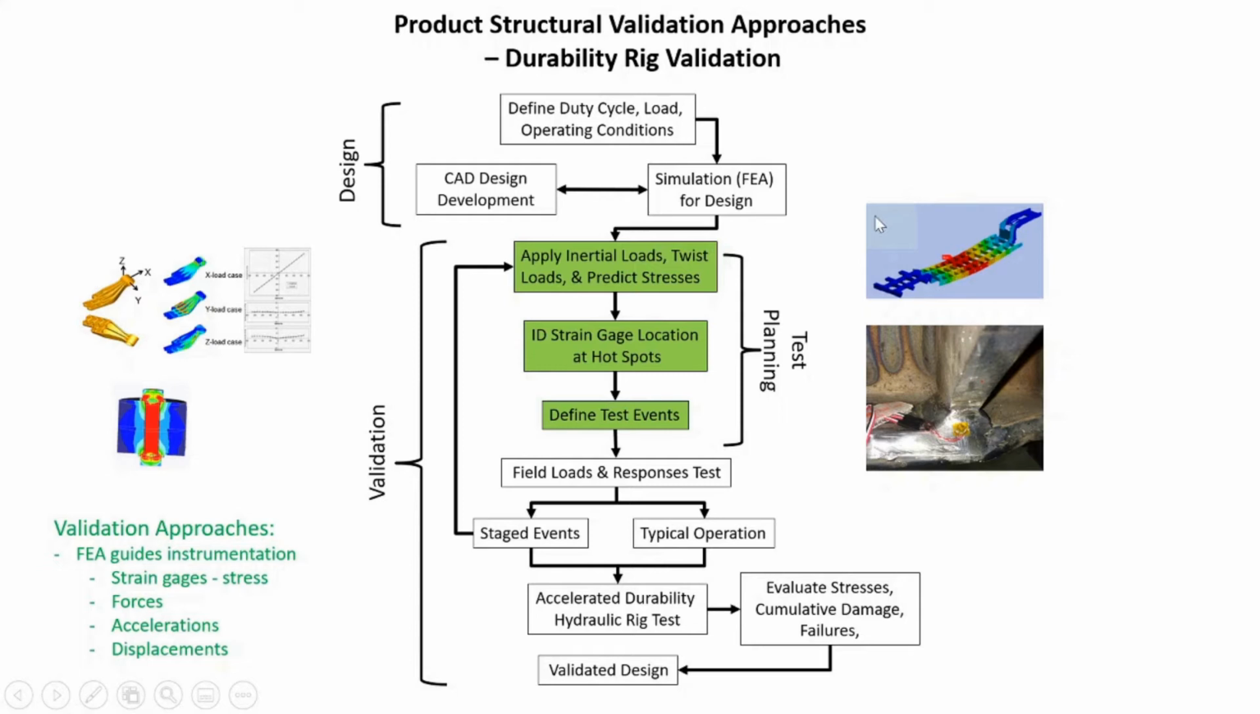As part of the test planning, we use the finite element model to help us locate strain gauges and other instrumentation. So we will apply loads like inertial loads, twist loads, or any other specific loads that may relate to an important operating condition. Although these loads may not be the actual loads that the structure sees in operation, they will in all likelihood show us the hot spots. They will guide us to the best locations to put our strain gauges, because if our strain gauges are not in the right locations, they don't do us that much good.